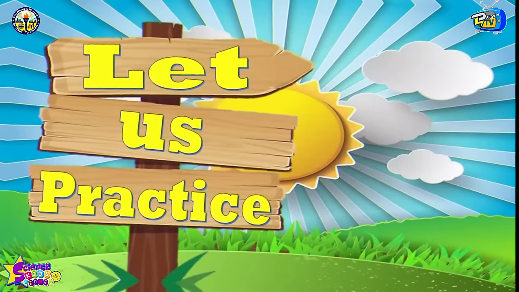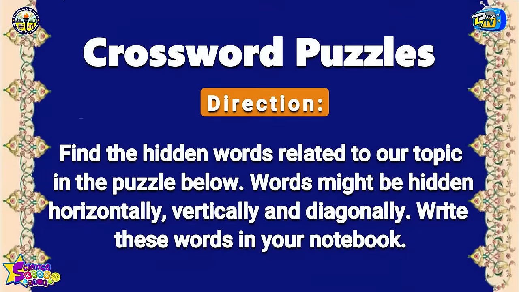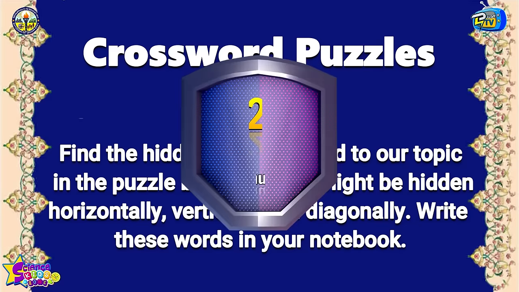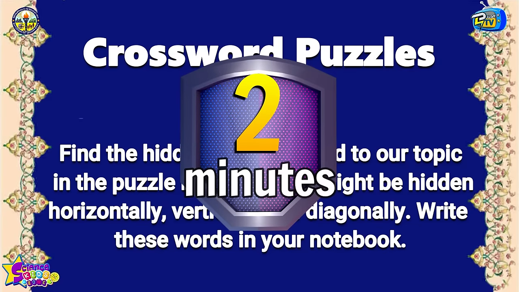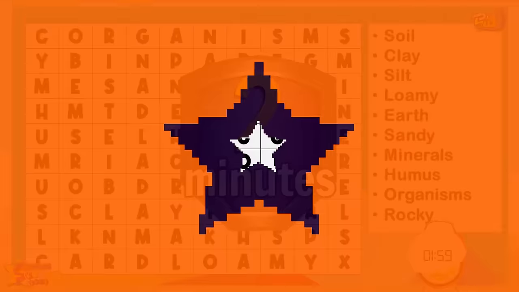Well done! You already know the characteristics of the different types of soil. Now, let's check if you really understood the discussion by answering this activity. Find the hidden words related to our topic in the puzzle below. Words might be hidden horizontally, vertically, and diagonally. Write these words in your notebook. You will be given 2 minutes to answer this activity. Your timer starts now.